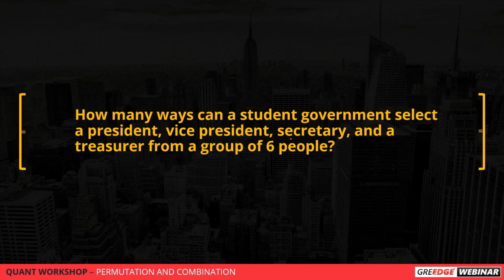Now look at the question. Now try this. Read the question carefully and then do the calculation. Here sometimes you need to be careful with the keywords. Okay, don't go just by the keyword alone. You need to see what will happen after that. Will that make any sense? Okay, here this is not the same as the 4-letter arrangement logic. Okay, look at it. How many ways can a student government select a president, vice president, secretary, and a treasurer from a group of 6 people? Okay, there are 6 people, like letters A, B, C.